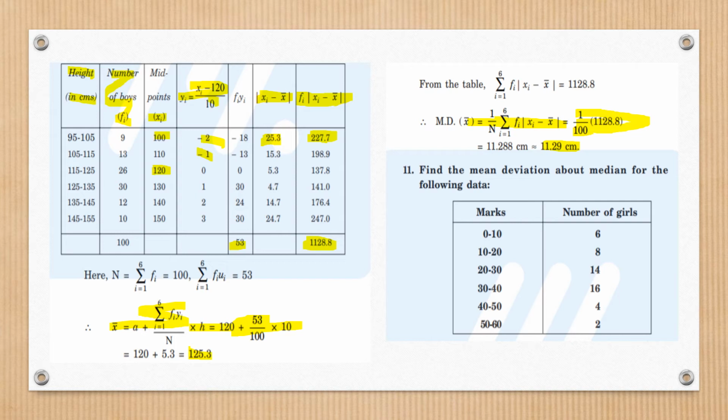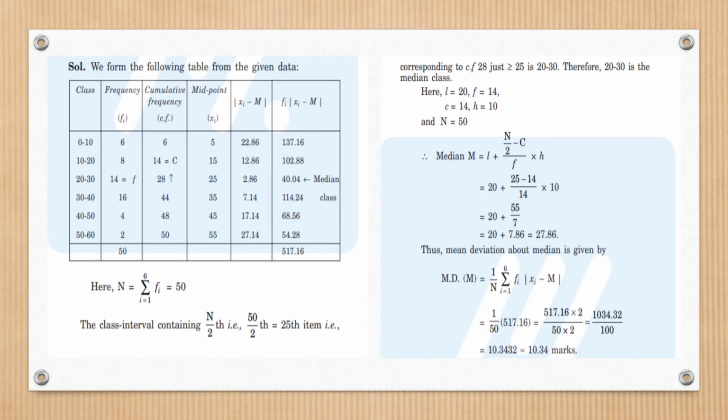Next is again mean deviation about median. Let us see. For median, again classes are there, frequency is there, and then I'll calculate the cumulative frequency: 6, 8, that is 14, and then 28, and so on. Now this is the mid value, 0 plus 10 by 2, that is 5, and the rest are the same. So how will I find the median? I'll use the median formula. Here n by 2 is 50 by 2, that is 25. Now the cumulative frequency just greater than or equal to 25 is 28, corresponding to 20-30.